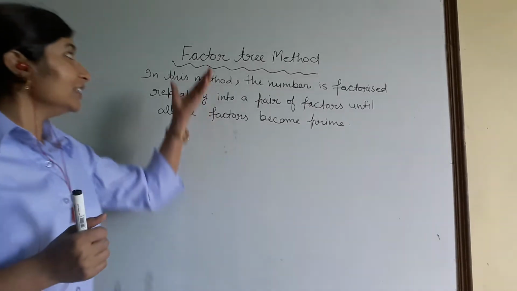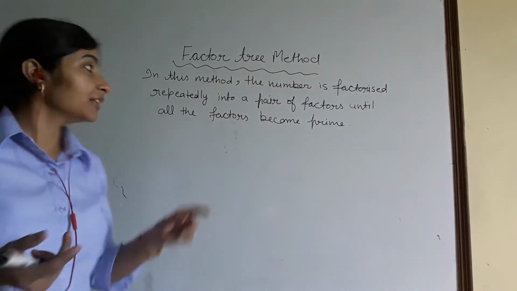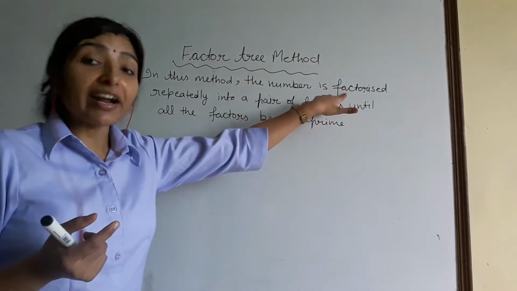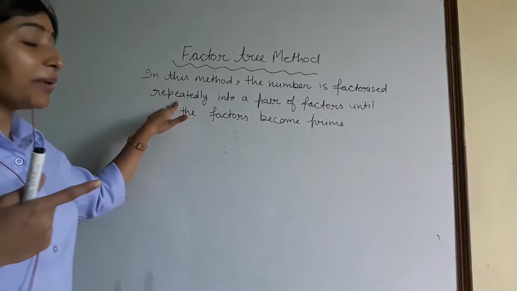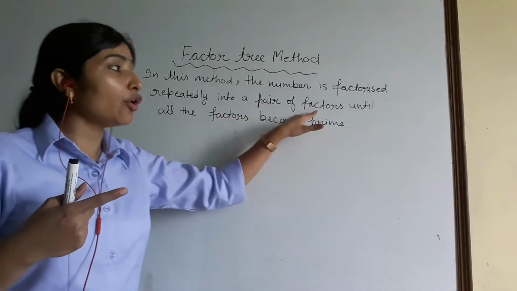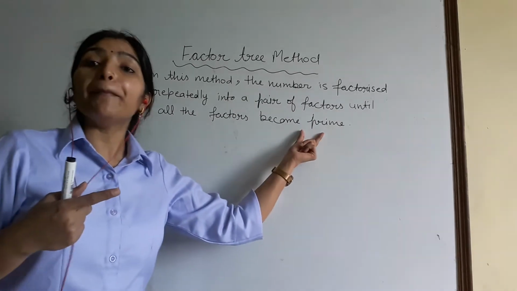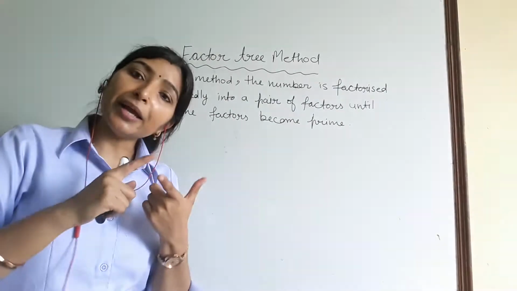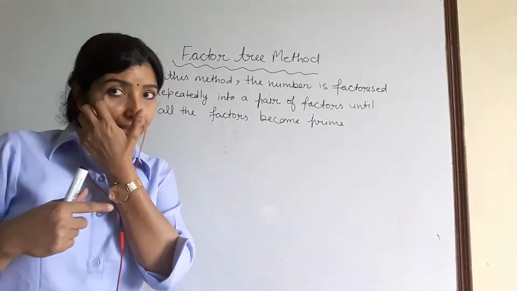Today we will learn the factor tree method. What is the factor tree method? In this method, the number is factorized, यानी आप नंबर के फैक्टर्स निकालोगे repeatedly into a pair of factors until all the factors become prime. जब तक आपके सारे फैक्टर्स प्राइम नंबर्स नहीं बन जाते तब तक आप इसको रिपीटेडली करते रहेंगे.